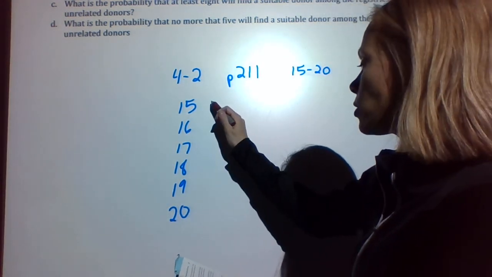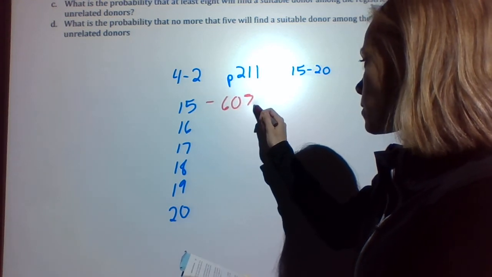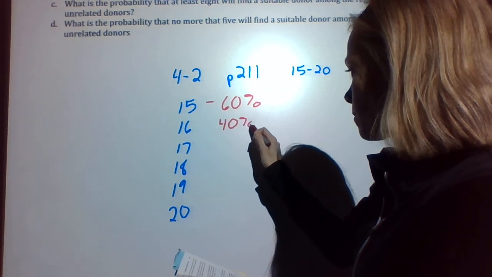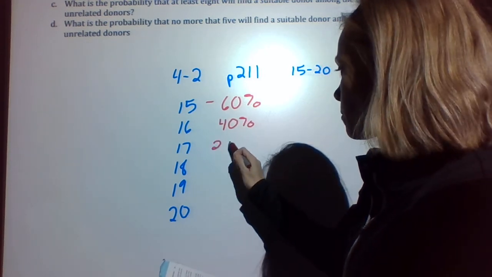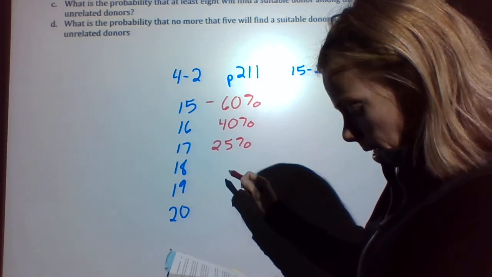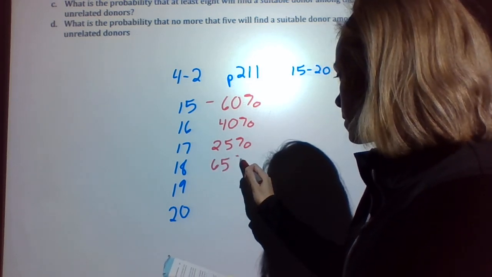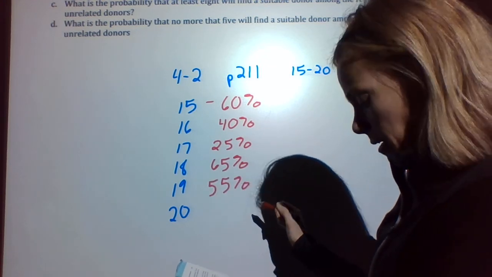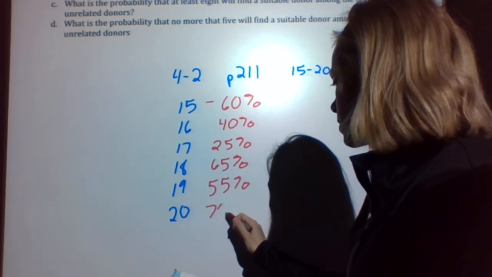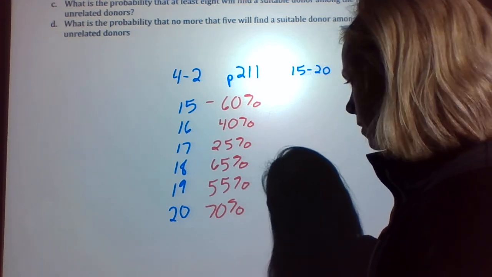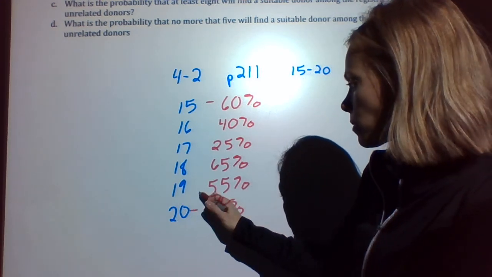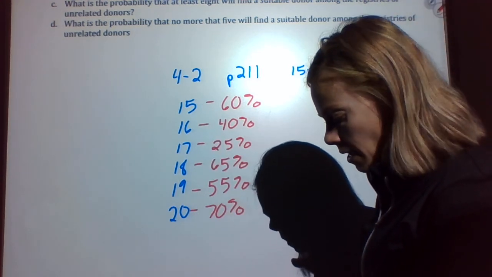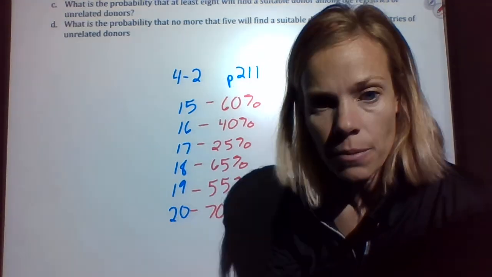So on problem 15, you're going to use 60%. On 16, you're going to use 40%. 17, 25%. On 18, you're going to use 65%. 19, you're going to use 55%. And 20, you're going to use 70%. Okay, so this way on these problems, you should be able to use the table to find all the probabilities.